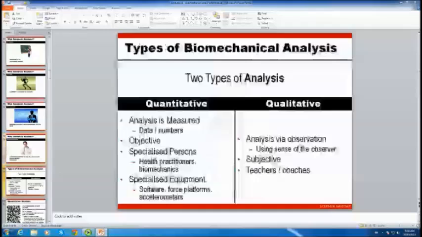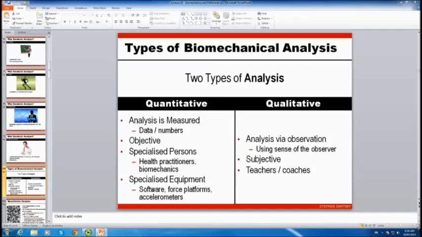When we do a biomechanical analysis, we can go down two paths. We're going to look at both of them, and our tute is dedicated to one of these in particular, with a little bit of a taste to the other. Quantitative is the first path. We've seen this word before. We should definitely be remembering it from our assignments.